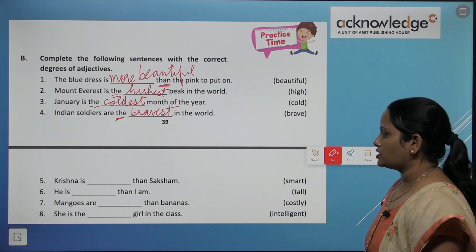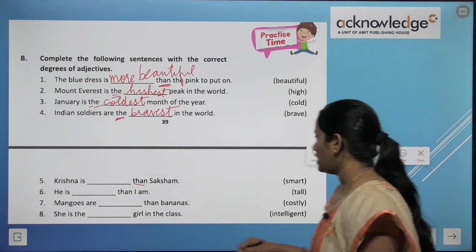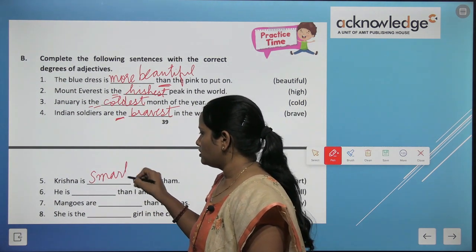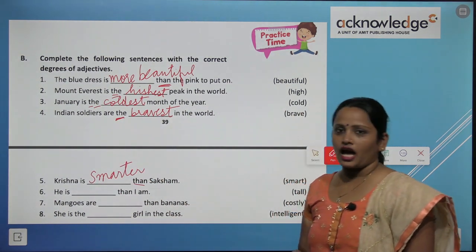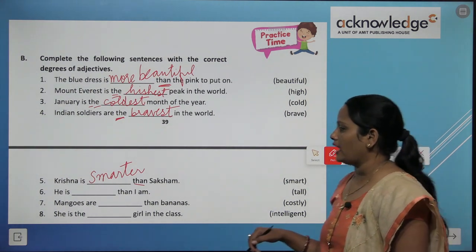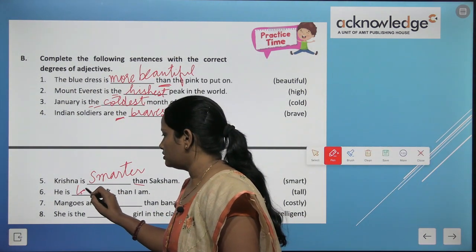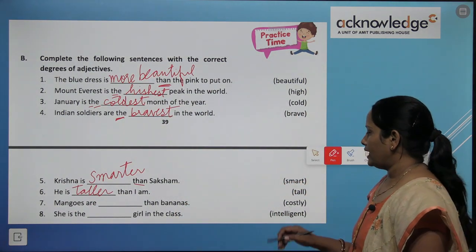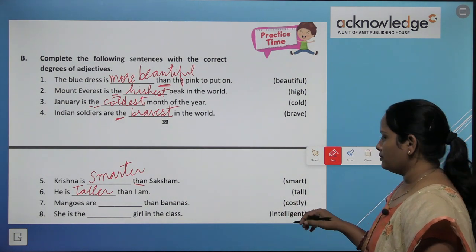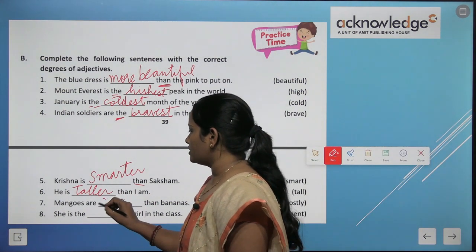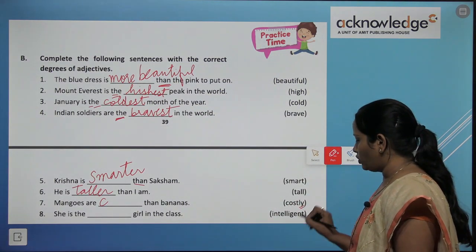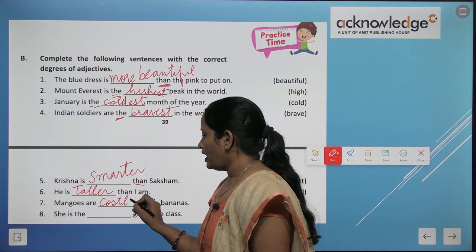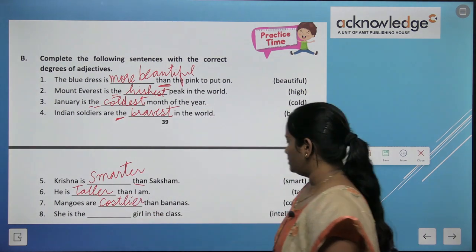Krishna is dash than Saksham. यहाँ पे 2 बच्चों के बीच में बात हो रही है. Then smart becomes smarter. He is dash than I am. 2 लोगों के बीच में बात हो रही है. Tall है then taller. Here लगेगा. Mangoes are dash than banana. अब यहाँ than है, means 2 के बीच में बात हो रही है. Costly बन जाएगा costlier. अब यहाँ देखिए costly की स्पेलिंग में y है तो y हट के I लग जाएगा. So the spelling will be C-O-S-T-L-I-E-R, costlier.